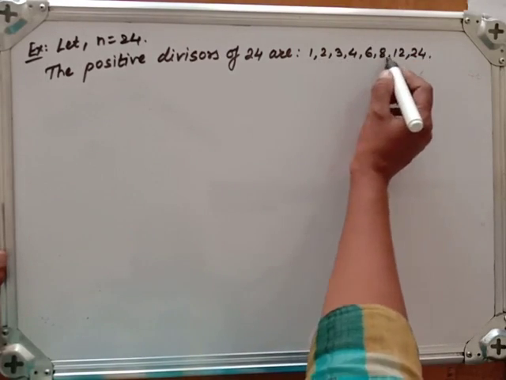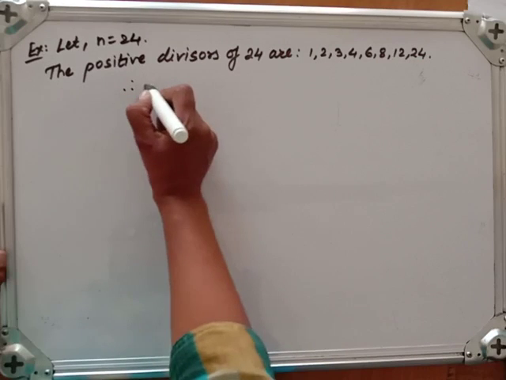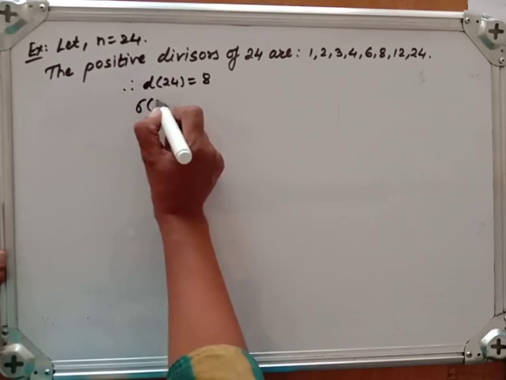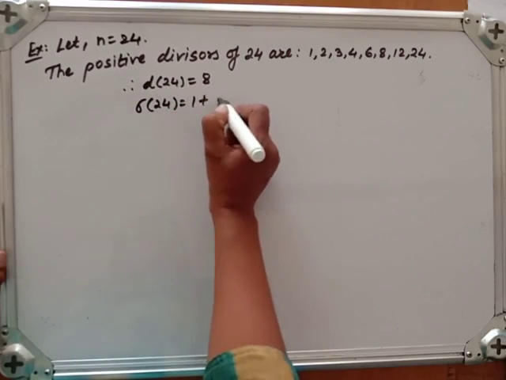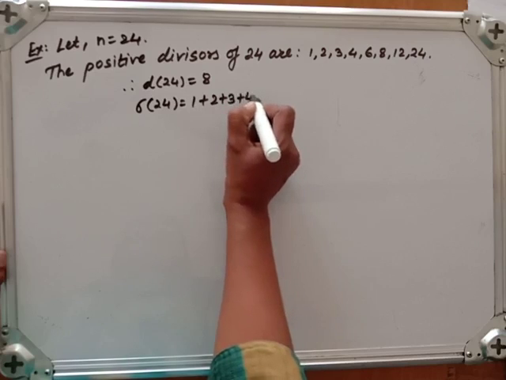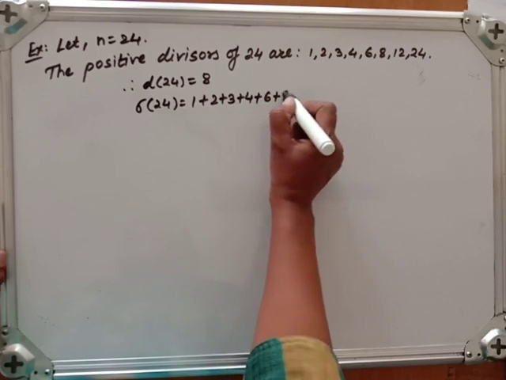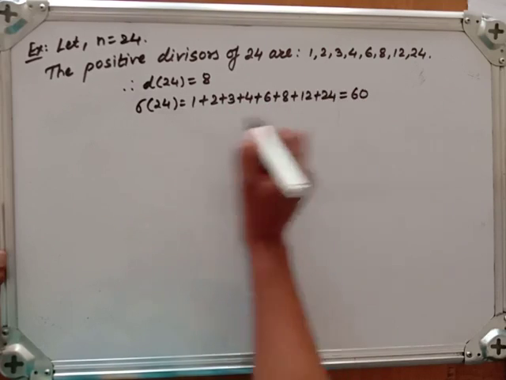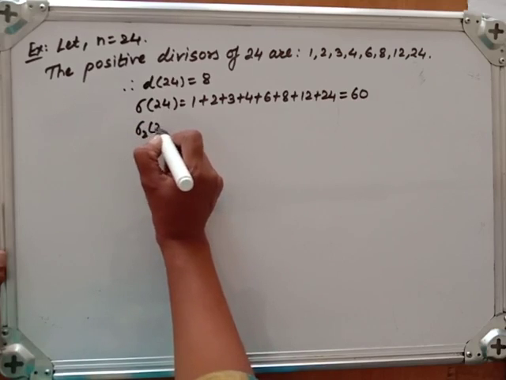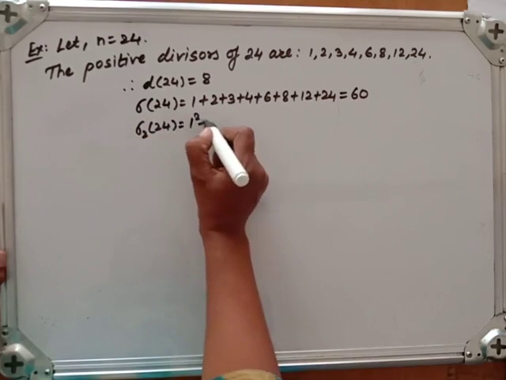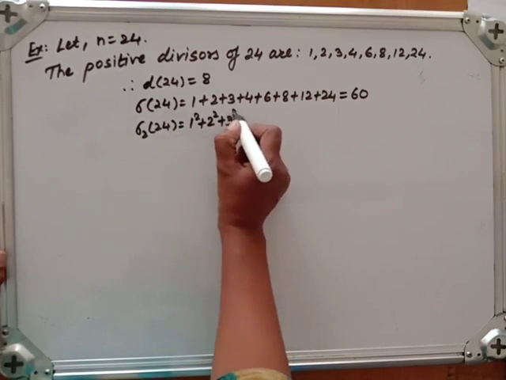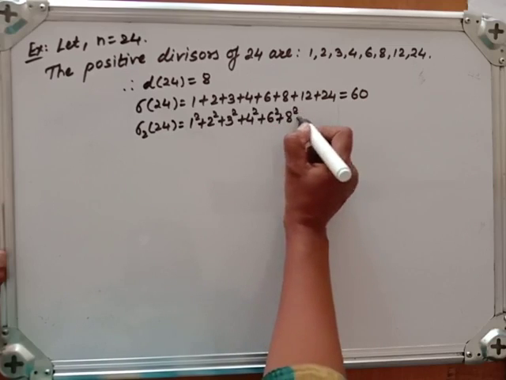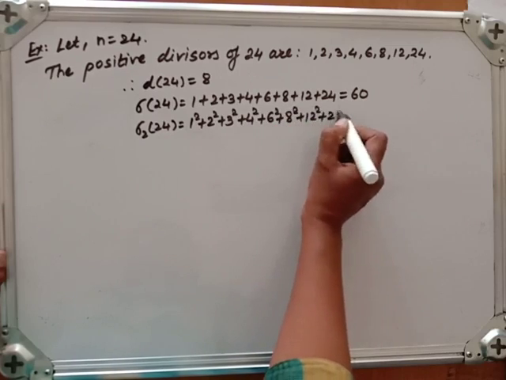How many are they? 2, 4, 6, 8. So therefore, d of 24 is equal to how much? 8. Now sigma of 24 is equal to 1 plus 2 plus 3 plus 4 plus 6 plus 8 plus 12 plus 24. So that is how much? That will be 60. Then sigma 2 of 24. So that will be 1 square plus 2 square plus 3 square plus 4 square plus 6 square plus 8 square plus 12 square plus 24 square.